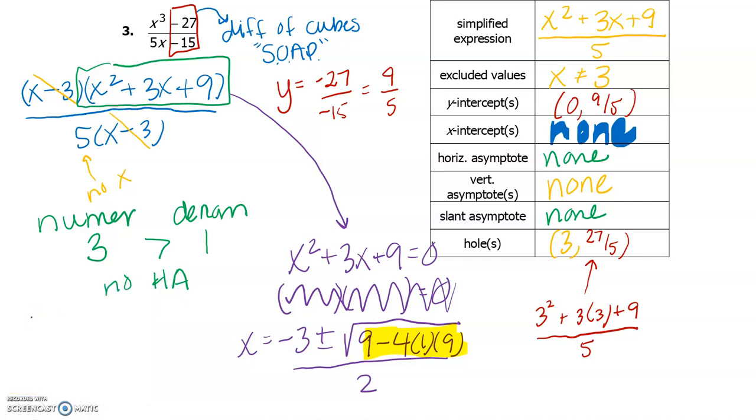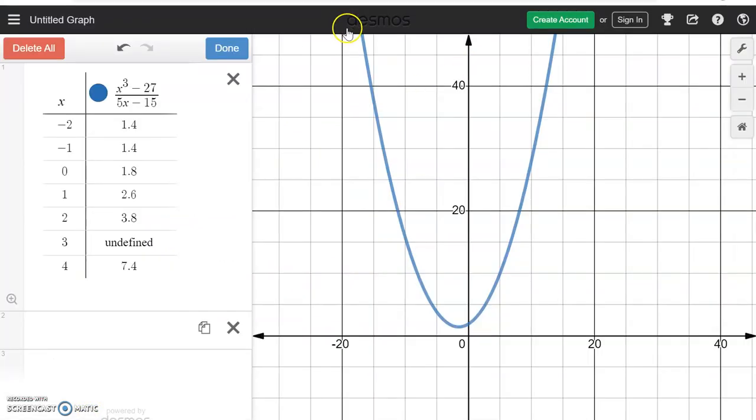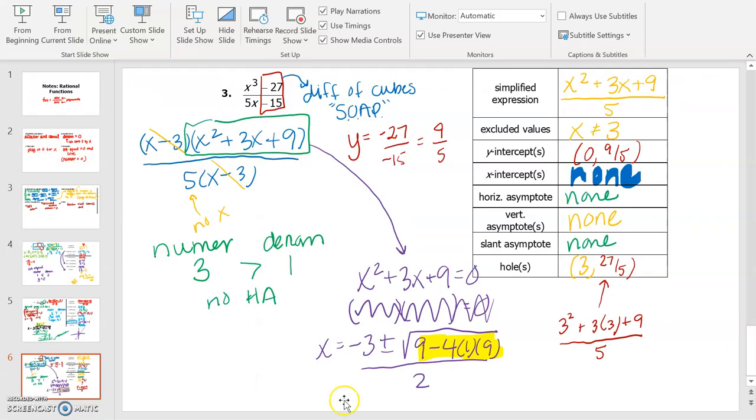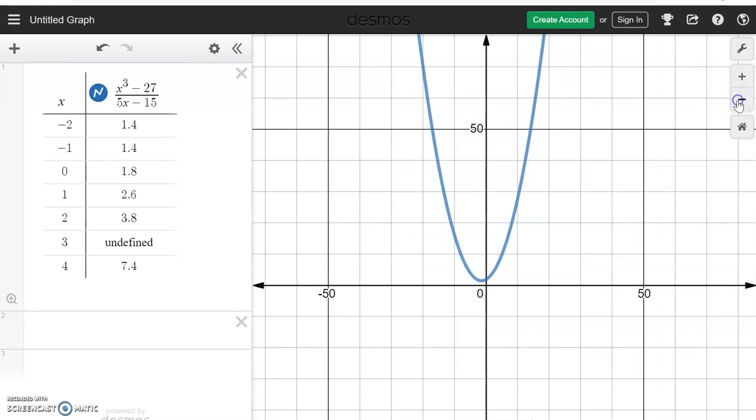So this one's actually an interesting graph. And when we look at it, we can see that it ends up just looking like a quadratic. So when we simplified this, the simplified version was just this quadratic. We could plug in some points to find that. I did put the t-chart here because the graphs on Desmos don't show holes, but we can see at 3 it is undefined. So at 3, the hole is somewhere up here. We know that that's going to be 27 over 5. No horizontal asymptote, no slant asymptote, and no vertical asymptotes.